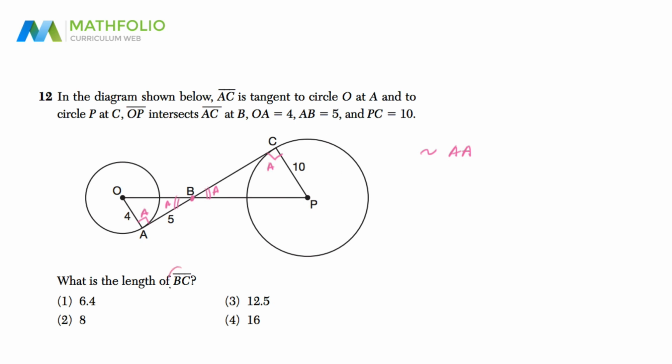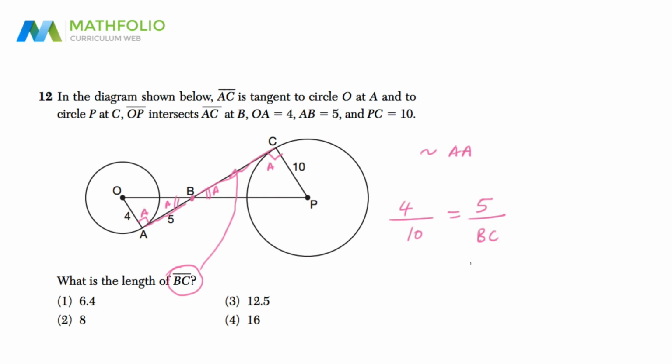So the question is asking us for BC, which is right here. OA, which is 4, corresponds with CP, which is 10, and that matches how AB, which is between the 90 and the vertical angle, and the value is 5, matches with the same side over here, which is in fact BC, the thing that we need. And we know it has to match this side because it's between the two angles that we've already established. And here it's between the two angles as well.